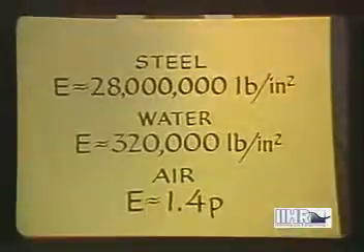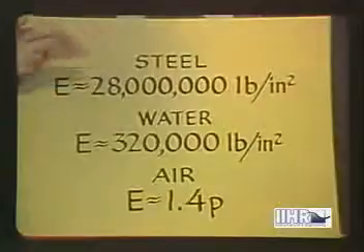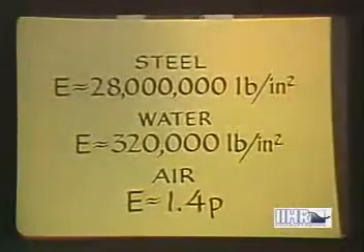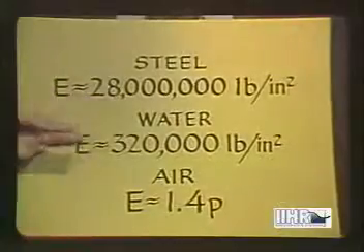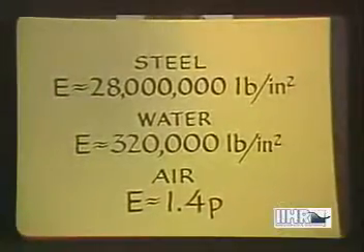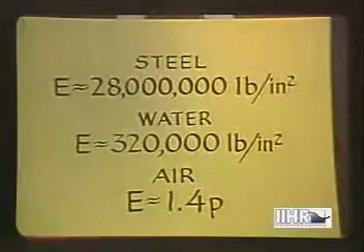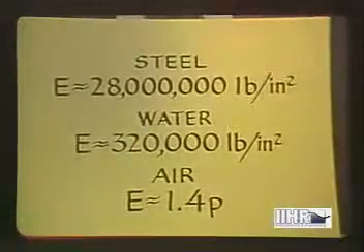Now we know that a substance even as rigid as steel has a finite elastic modulus, less than 30 million pounds per square inch. The modulus of a liquid, such as water, is about 1/100th as great, while that of a gas is very nearly the same as its absolute pressure intensity.